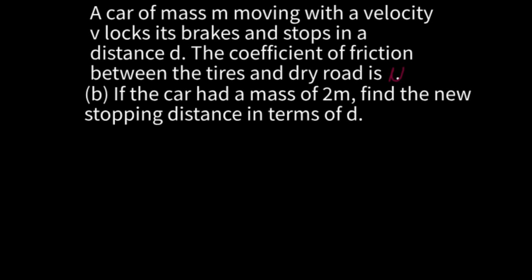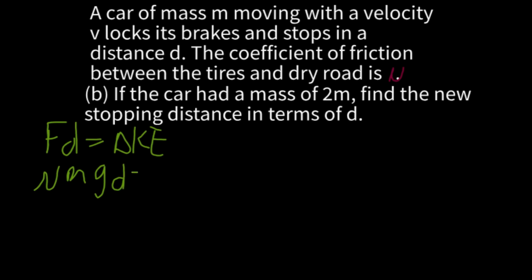Alright, now we want to know what would happen if we doubled m. Well, we can just use the same relationship. Work equals change in kinetic energy. We know our negatives cancel now, so mu mgd equals 1/2 mv squared. And you might have noticed from part A that our mass cancels, so we could quadruple m and we'll still have the same stopping distance d.